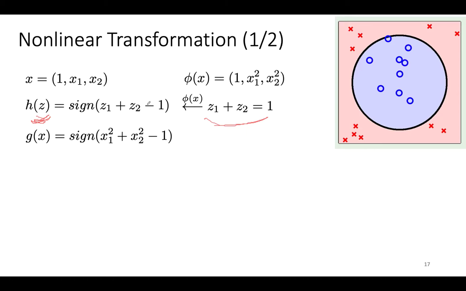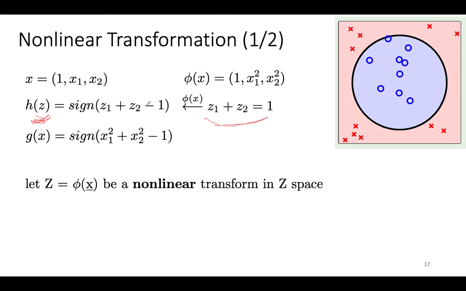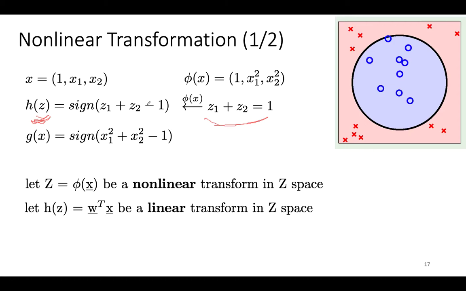And your g of x was the output, which is actually x1 squared plus x2 squared minus 1. Okay? So we can define z as phi of x, a nonlinear transform into z space, which is equal to w transpose x, right? And that would make h of z a linear transform. So this is a linear transform now.